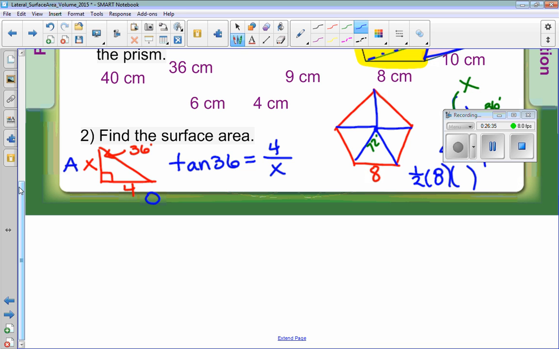Gosh, Miss Mackert. The X is on the bottom. How do I solve this algebraically for X? Do we remember this from a while ago? Multiply both sides by X, divide by the tangent of 36. X is going to be 4 divided by the tangent of 36. What mode had your calculator better be in? And I can't tell you that on the day of the SOL. So we got to practice it. I really can't.